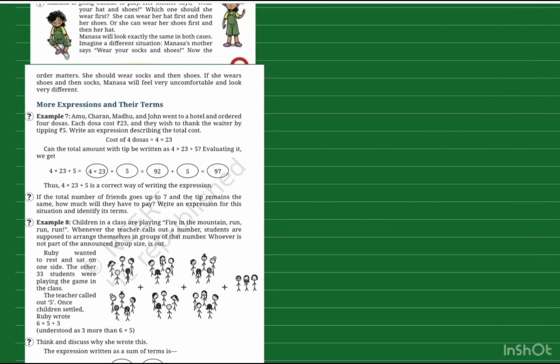Let's take another example, example 8. Children in a class are playing a game. Whenever the teacher calls out a number, students are supposed to arrange themselves in groups of that number. Whoever is not part of the announced group size is out. Ruby wanted to rest and sat on one side. The other 33 students were playing the game in the class. The teacher called out 5.